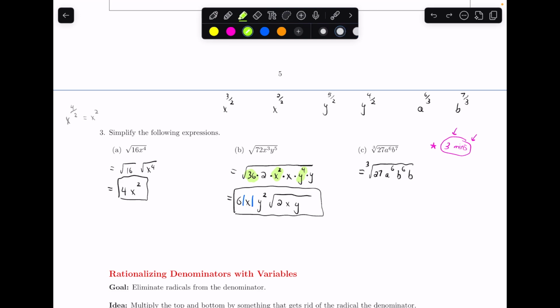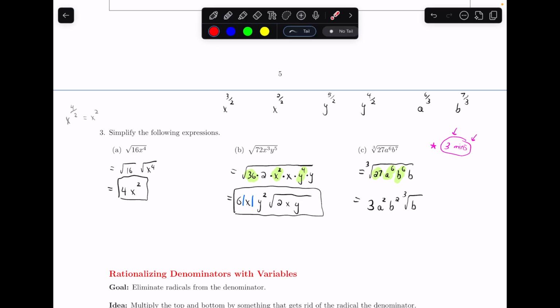Because now the ones I can do perfectly are the 27, a to the 6th, and b to the 6th. And I'm allowed to do the cube root individually on those because the terms inside are getting multiplied together. So the cube root of 27 is just 3. For a to the 6th, I would get a to the 2. Similarly, for b to the 6th, I'd get b to the 6 over 3, which is b to the 2. And then it's just this other b that does not simplify perfectly, so that stays inside my cube root. So I'll get the cube root of b.